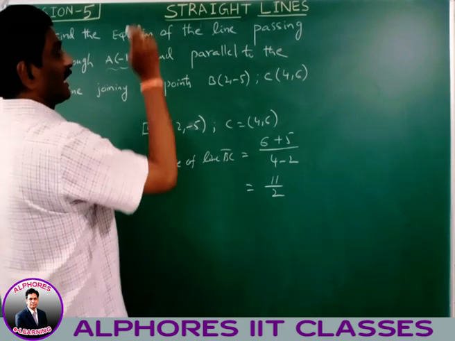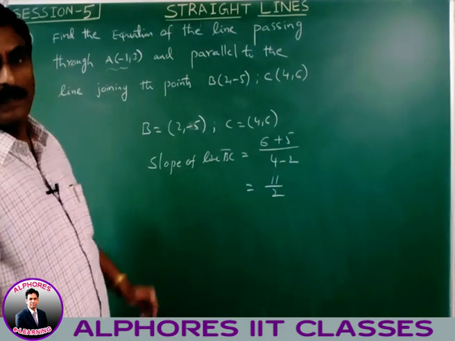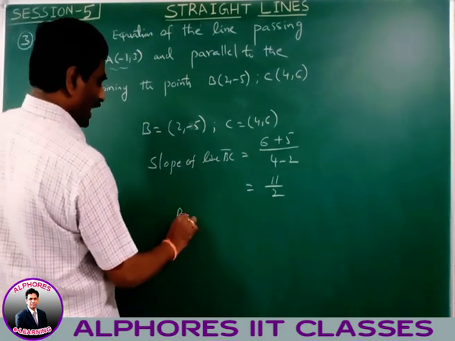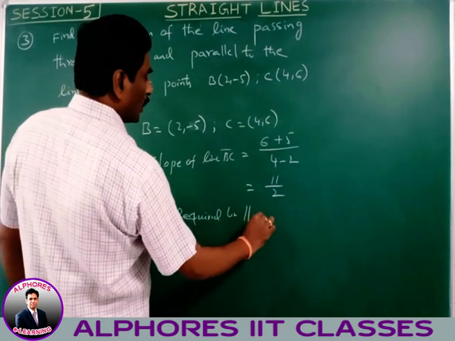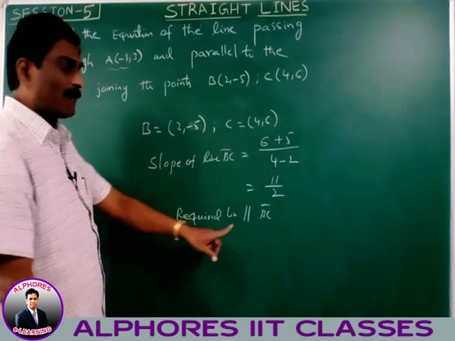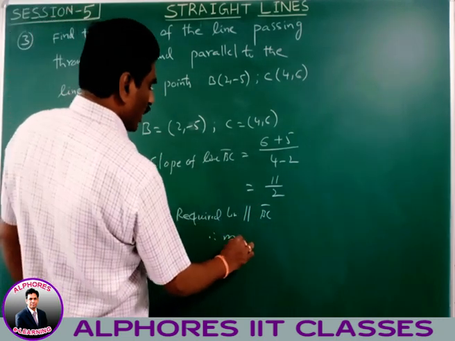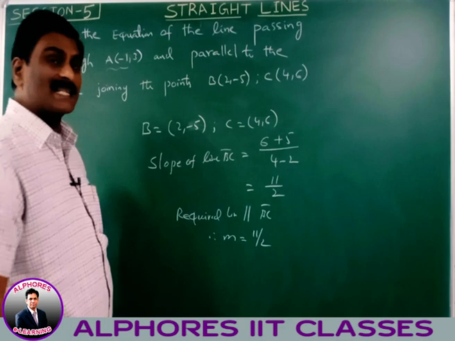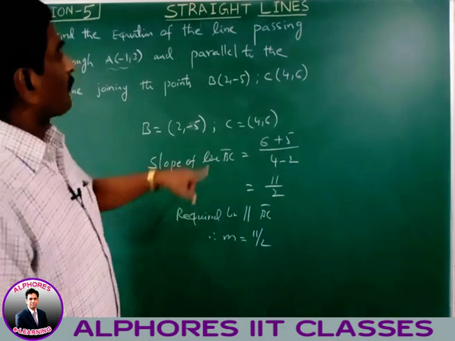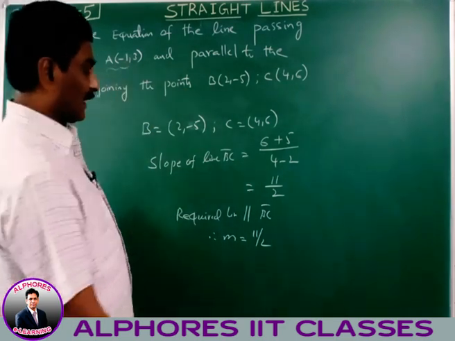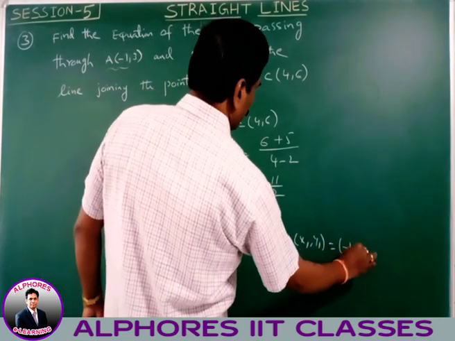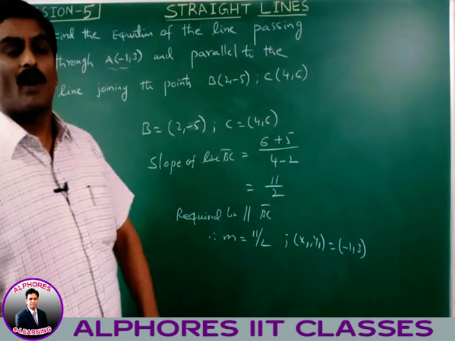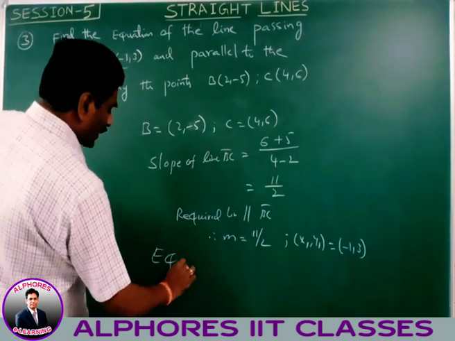But the required line is parallel to BC. So the slope of the required line, m, is equal to 11 by 2. If two lines are parallel, slopes are equal. One of the points on the line is A(-1, 3). Here (x1, y1) is equal to (-1, 3). If the slope is a by b, what is the equation of the line?